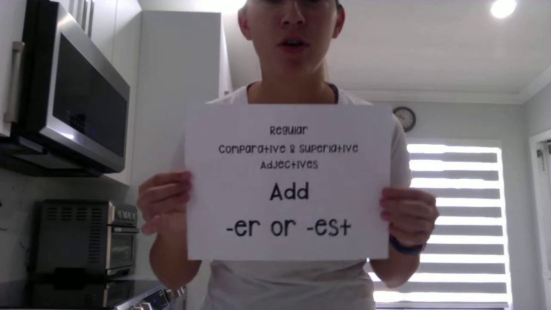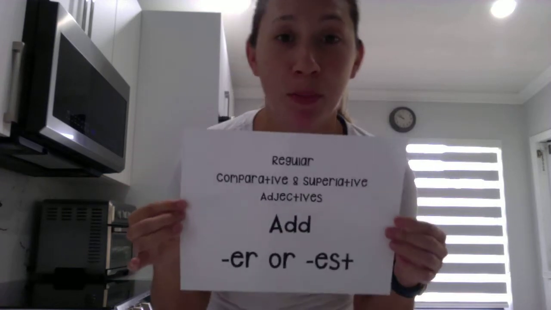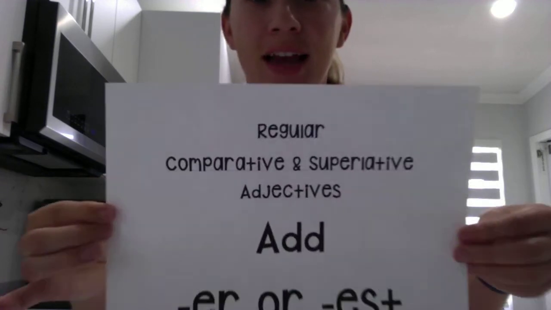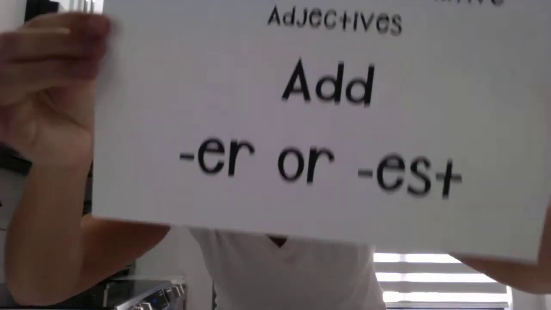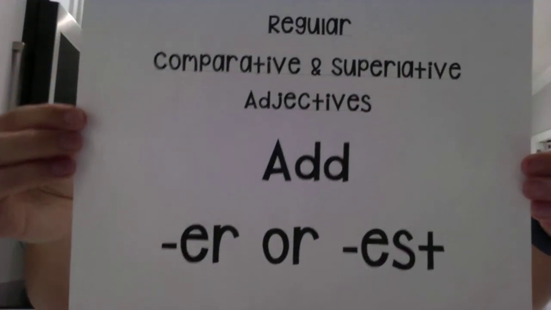Happy Tuesday. So, as you know, we've been going over adjectives. Last week, we started comparative and superlative adjectives. Well, for those regular comparative and superlative adjectives, we just add ER or EST to compare. So, for example, the pillow was lighter than the sofa. We compared pillow to sofa and we added ER to lighter because it is lighter.